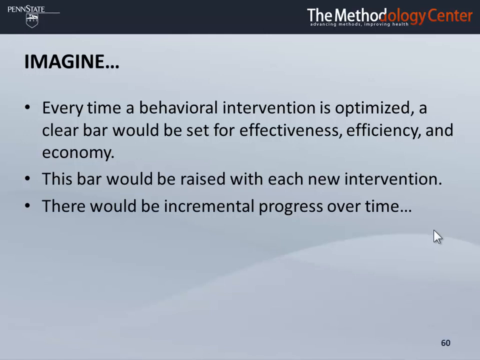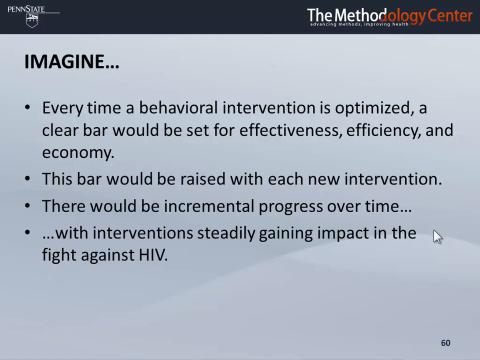So then I would hope that there would be incremental progress over time, which is something I feel like we're not getting, at least not very quickly in intervention science. Seems like everyone is developing new interventions, and they're different, but it's not clear how one intervention is better than another. So there'd be incremental progress over time, and then interventions would steadily gain impact in the fight against HIV.